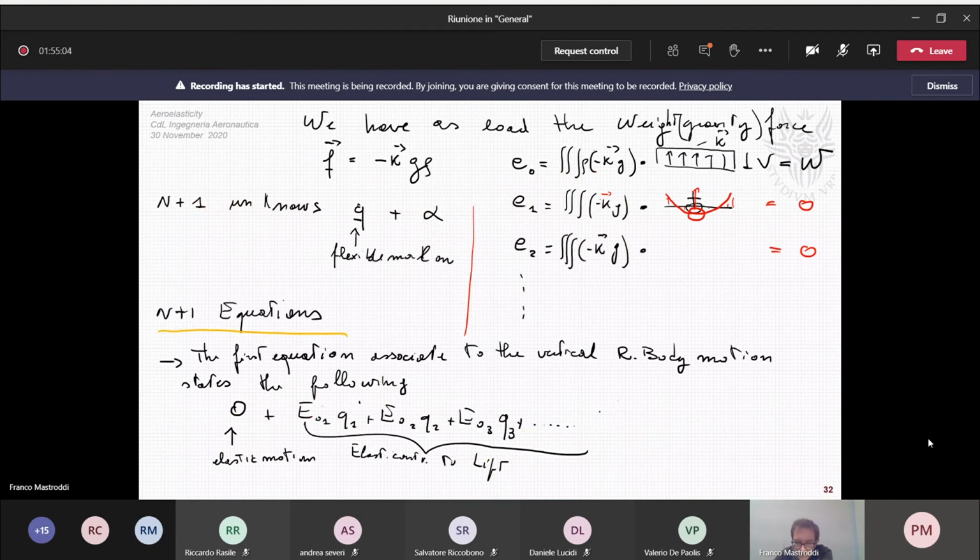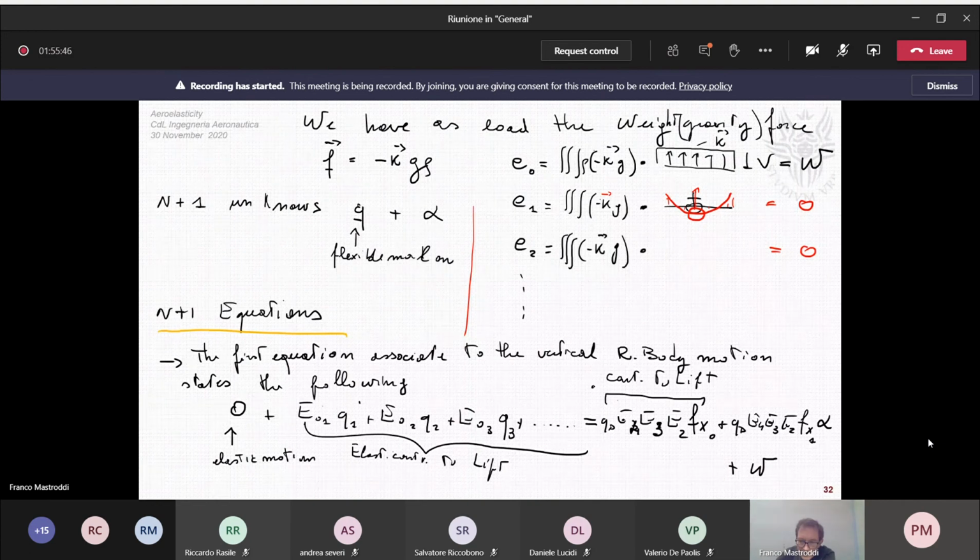So, equal to Q_D E4, E3, E2 by phi 0, plus the same Q_D E4, E3, E2 phi 1 by alpha, and plus W. So this is the contribution to lift at 0 angle of attack, and this is the main contribution given by the angle of attack, and this is the weight.